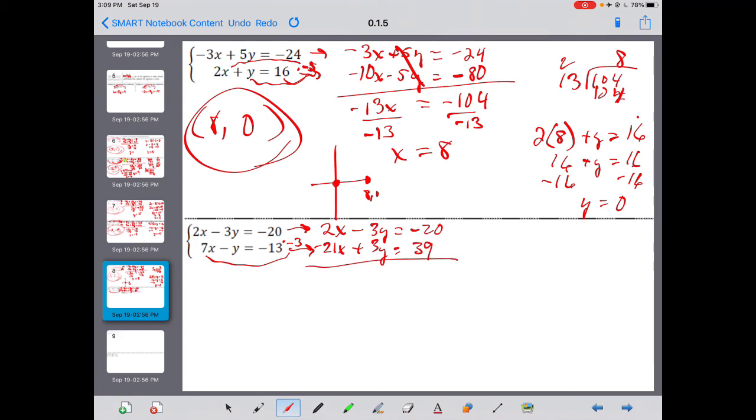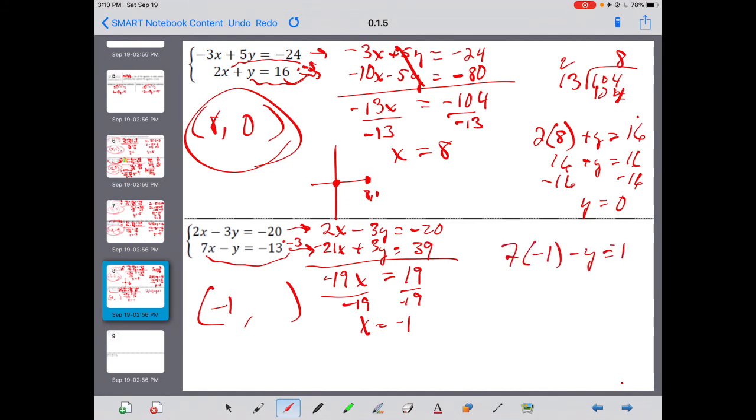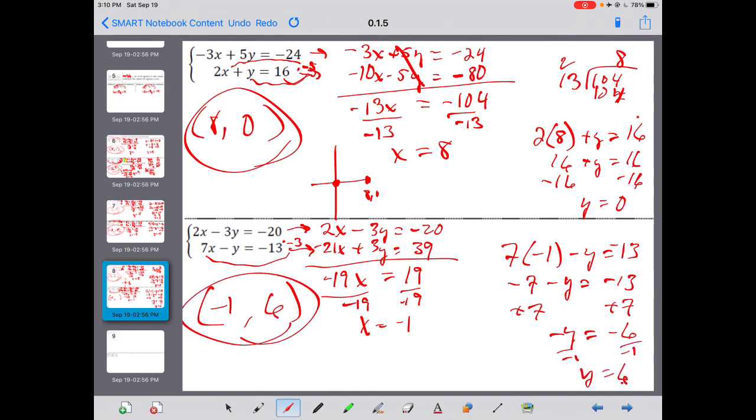Add down. 2x and negative 21x is negative 19x. And the difference of 39 and 20 is 19. Divide by negative 19. X equals negative 1. I'm going to solve for the one that has just a y. So 7 times negative 1 minus y equals negative 13. Negative 7 minus y equals negative 13. Add 7. Negative y equals negative 6. Divide by negative. Y equals 6.